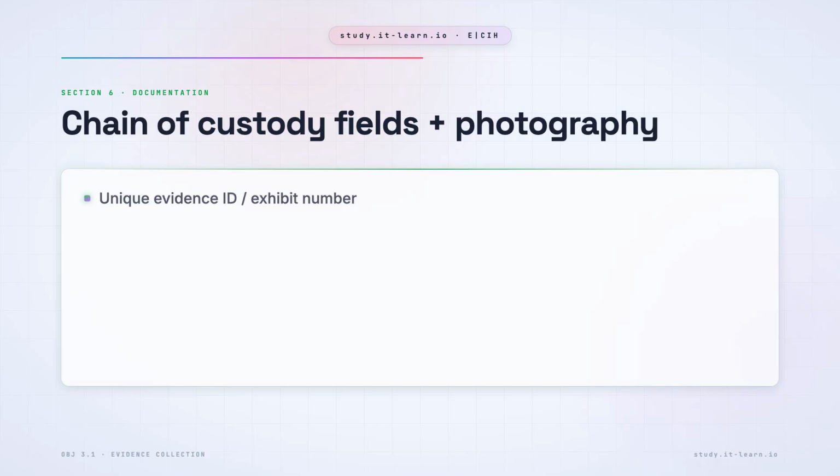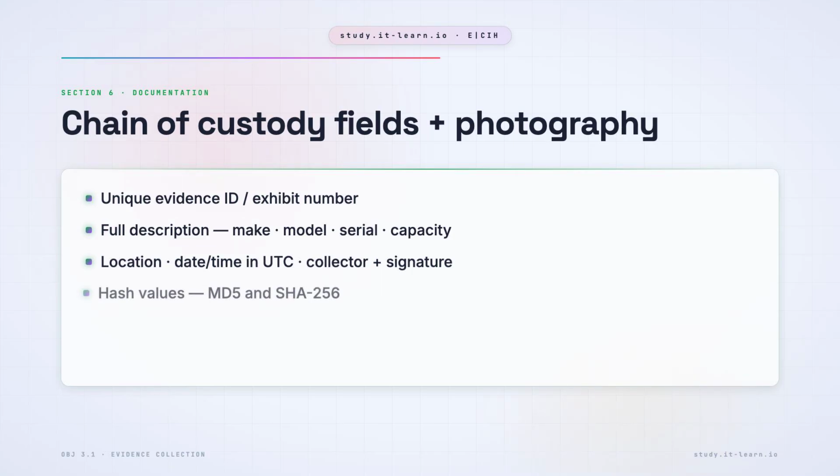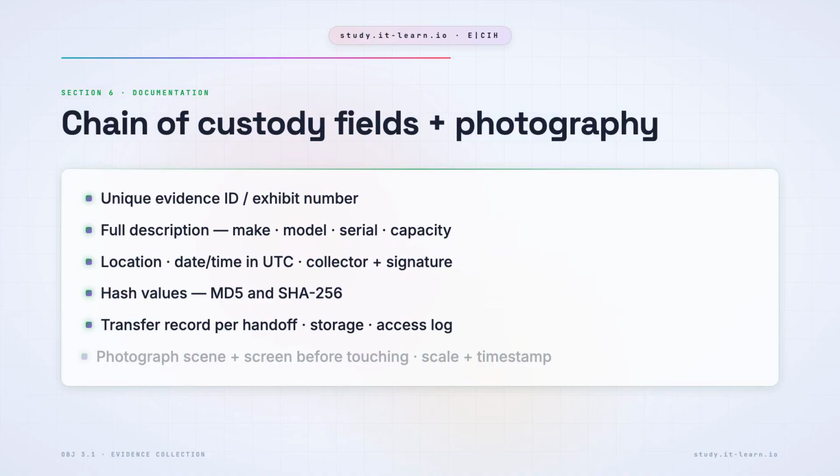The chain of custody form has required fields the exam expects, a unique evidence ID or exhibit number, a full description with make, model, serial, and capacity, the collection location, the date and time in UTC, who collected it with signature, the hash values, MD5 and SHA-256, a transfer record for every handoff, the storage location, and an access log for every time the evidence is touched afterward.